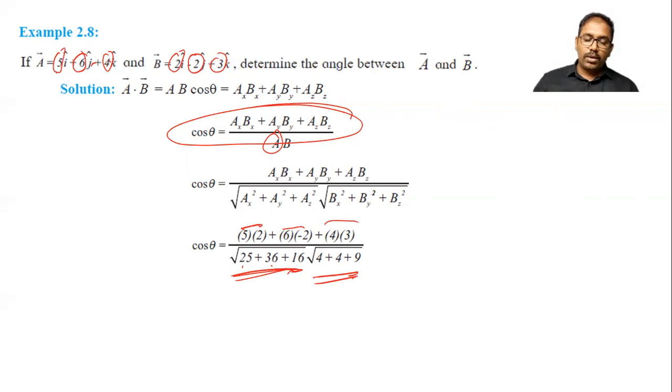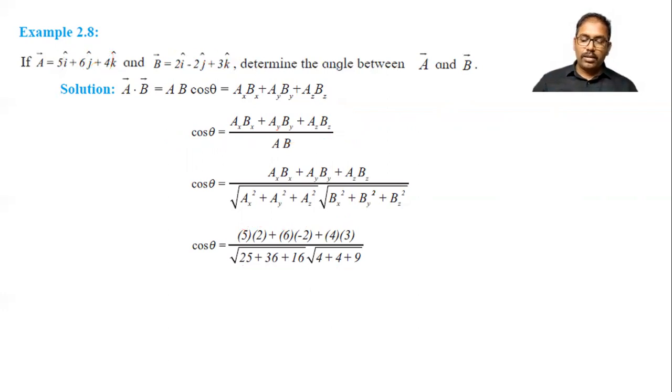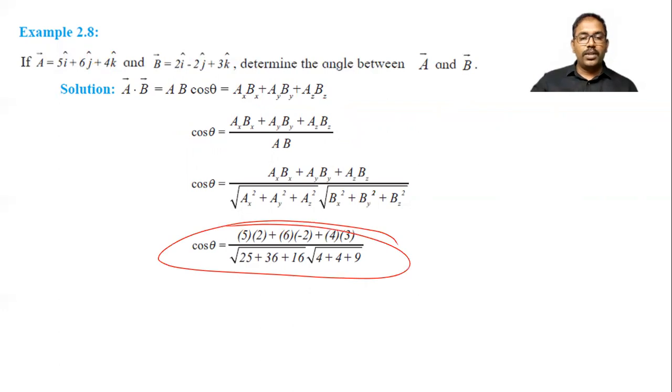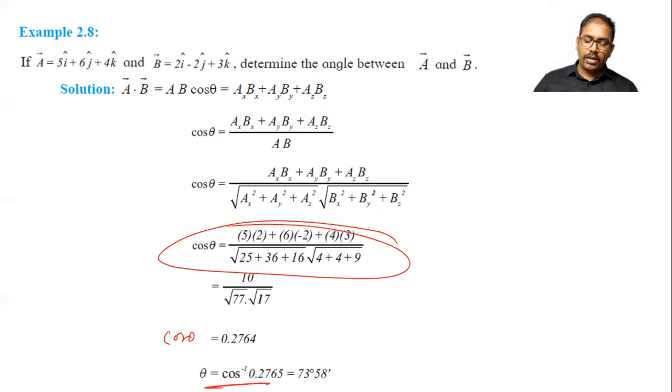Magnitude of B: 2 square is 4, minus 2 square is 4, then plus 3 square is 9. Then this is a cos theta. Then we solve this one, we get 0.2764 is cos theta. So we can find out theta is equal to cos inverse of this number, and after finding cos inverse of this number we get 73 degree 58.